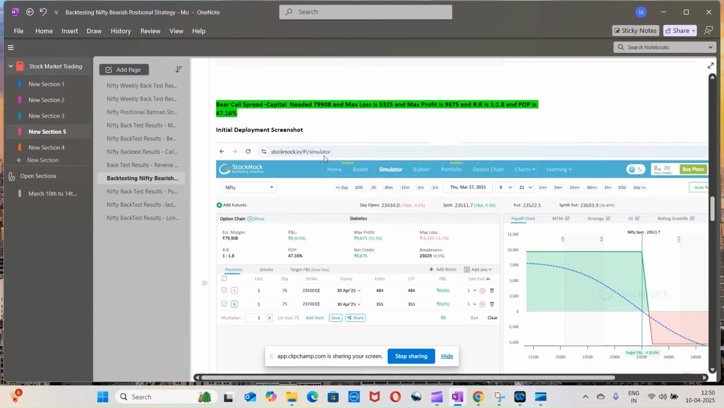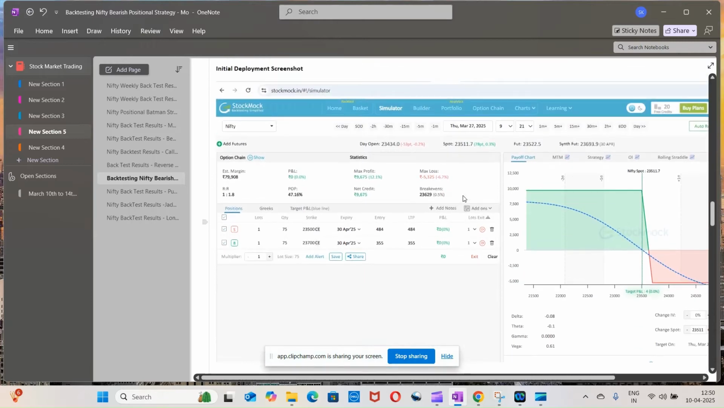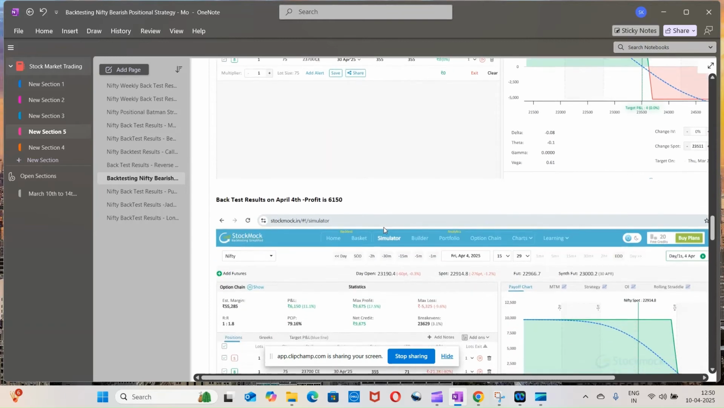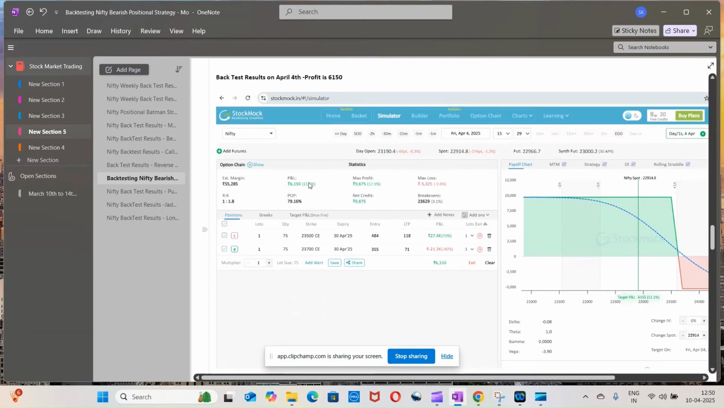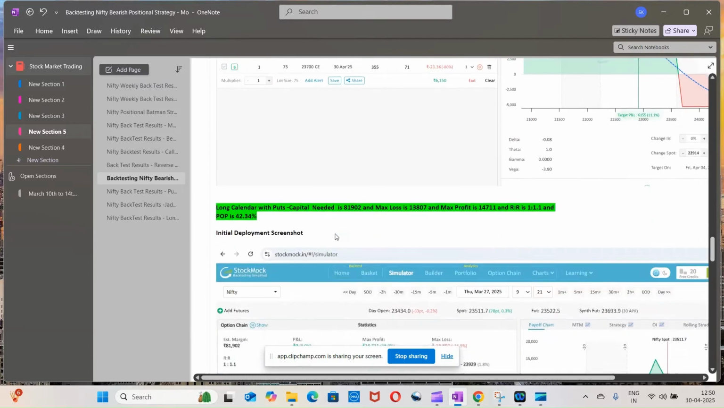A bear call spread you could also deploy. This requires more capital, around 80,000, and max profit is 9,675. Max loss is 5,325. Risk to reward is 1 to 1.8, and the probability of profit is 47.16%. If you deployed this, the profit would have been 6,150, which is around 8 to 9%.